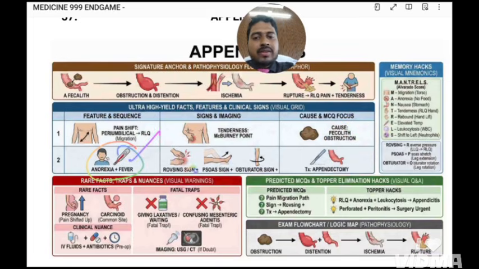You will get anorexia along with fever. There are 3 signs associated with appendicitis which you should remember. One is Rovsing sign, second is Psoas sign, and third is obturator sign. Just remember these things. If anyone asks you where Rovsing sign, Psoas sign and obturator sign are seen, just remember it is regarding appendicitis. Treatment is surgical approach only.